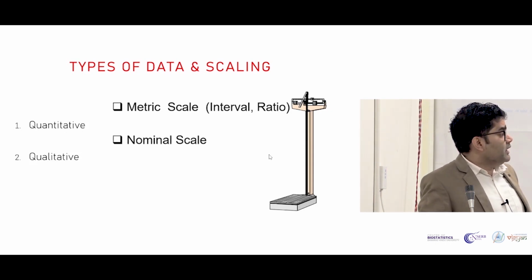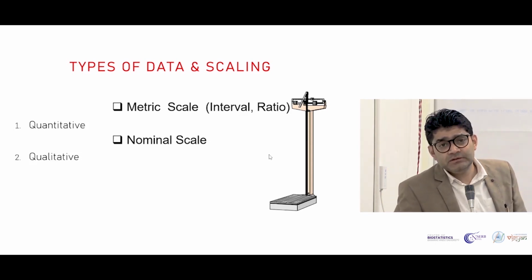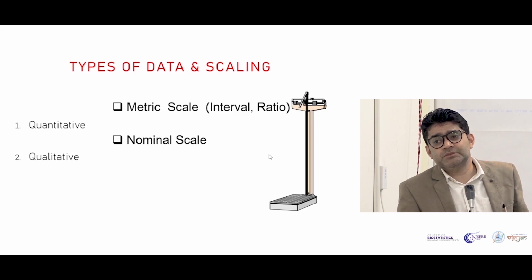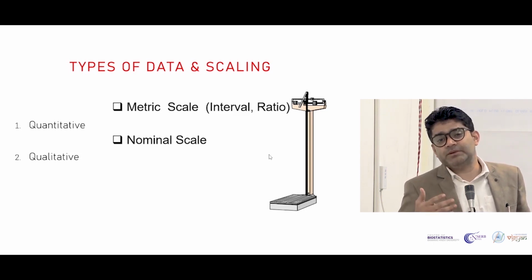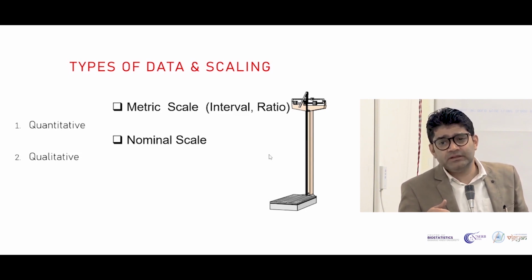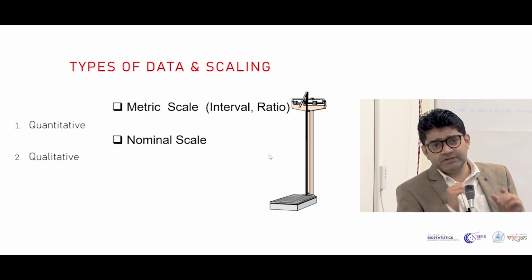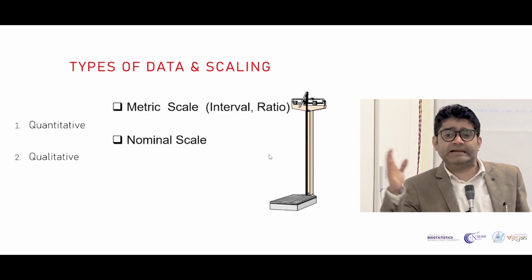The second one, the qualitative data, is often measured on nominal scale. Nominal scale means that, as the name suggests, segregation of the data merely on the basis of names. For example, blood group classification, O, A, B. It doesn't mean that an individual of O positive is having a different attribute compared to the other one. But for the proper management of the blood groups, we have segregated it into different categories.